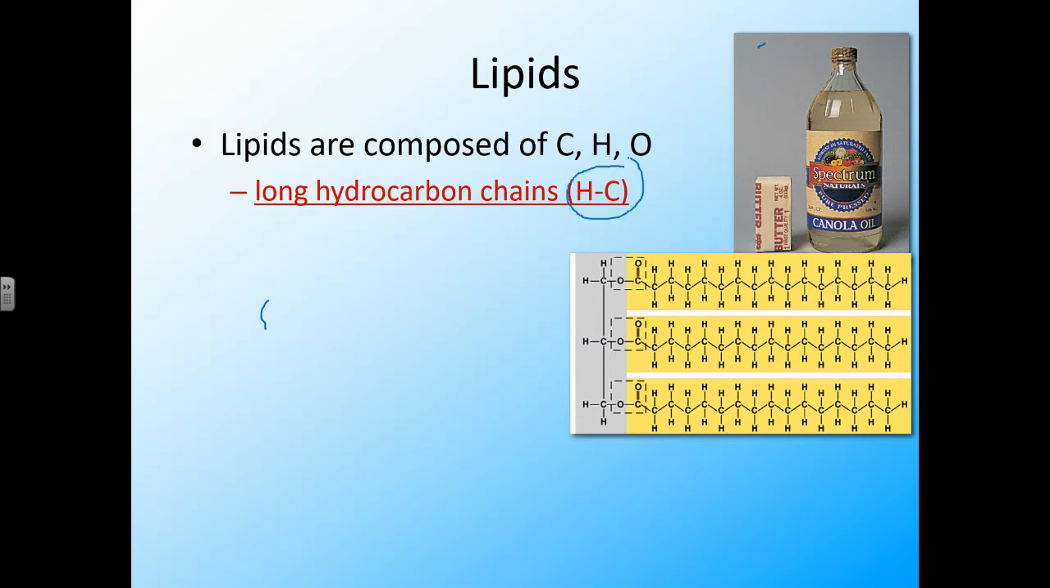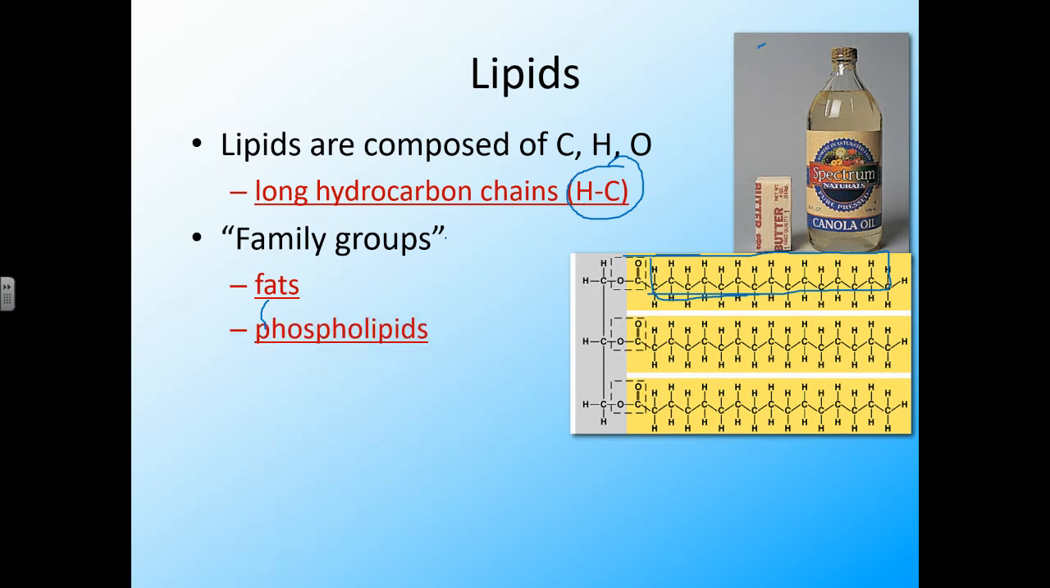So whenever you see a long chain of hydrogens and carbons, just like we see in this illustration right here, we call it a hydrocarbon chain. We can also divide the lipids into what we call family groups. We're going to take a look at fats, phospholipids, and steroids.